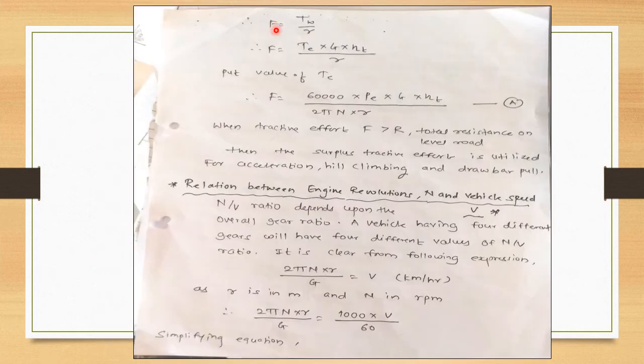Again, F is equal to TW upon R. Putting the value of TW from before, F is equal to T into G into eta T by R. Putting the value of T that we already have, F is equal to 60,000 into P into G into eta T divided by twice pi N into R. Suppose this is equation number A.